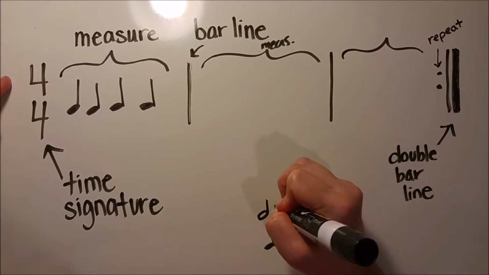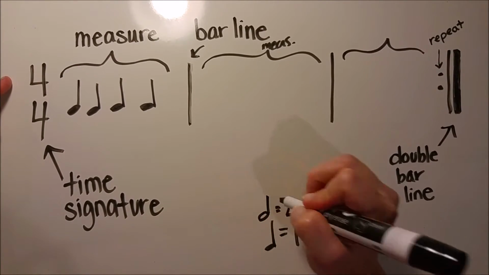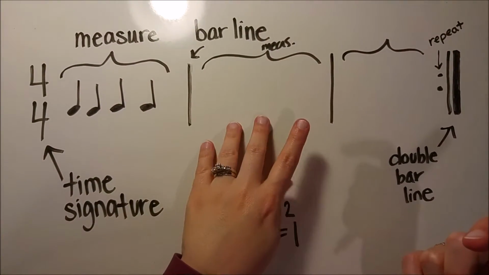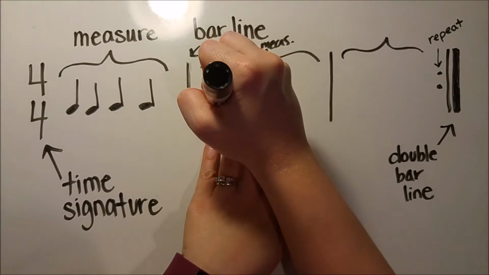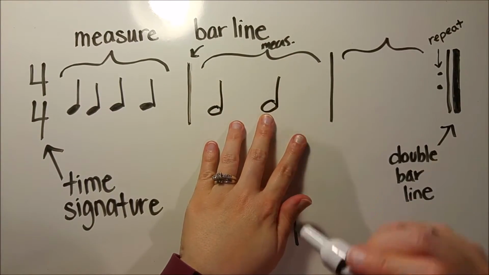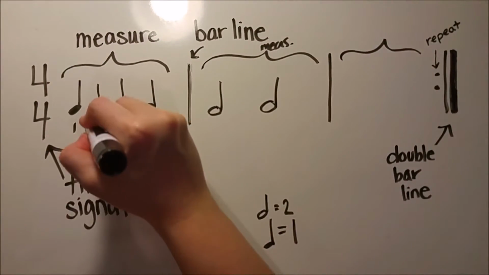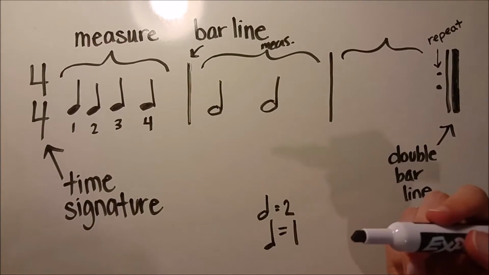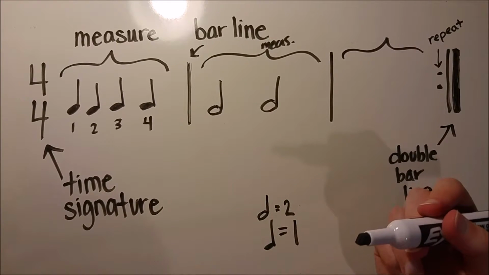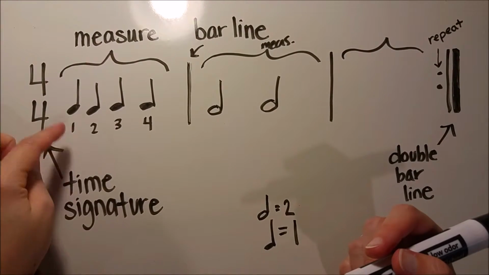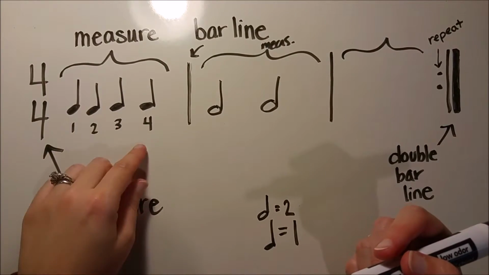Our half notes were 2 beats each. So how many half notes can we fit in a 4-beat space? We can fit 1, 2. Right? So we've got 1, 2, 3, 4. This is how you'll count your rhythm. I know this doesn't get 4 beats, it gets just 1, but we will count 1, 2, 3, 4.